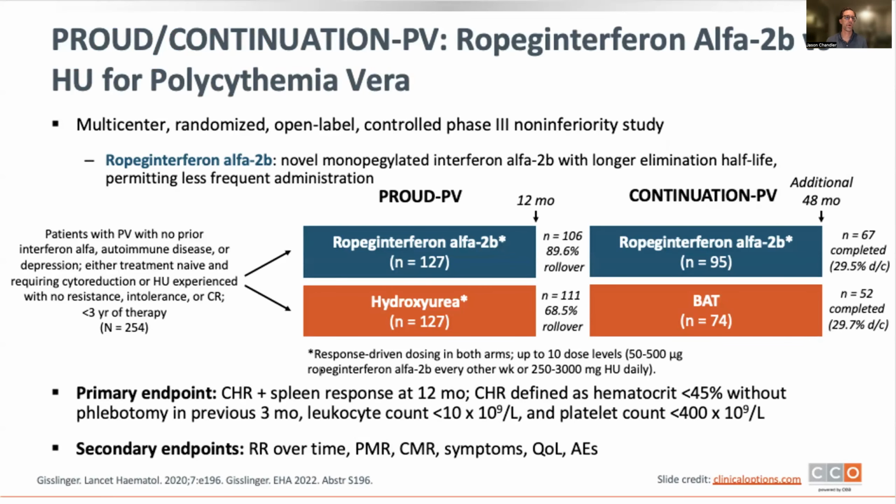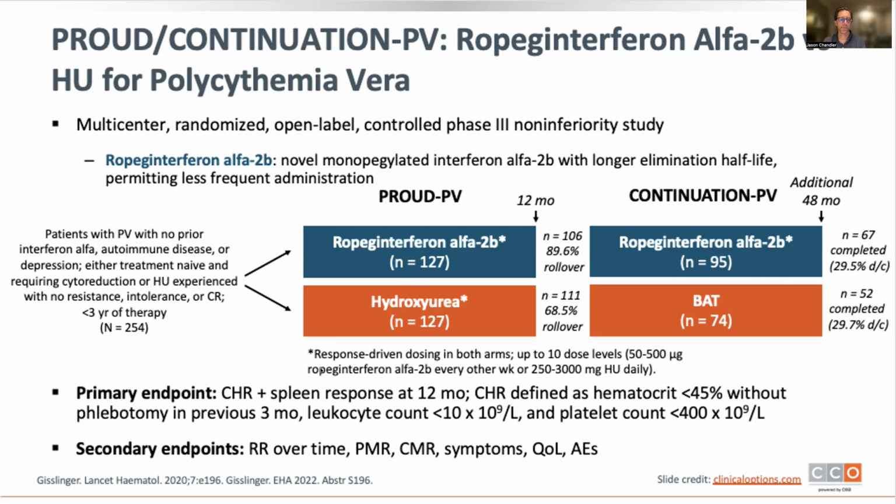So for one study, that was the PROUD-PV study, that was the one to the left. It was for the first 12 months. And then patients were allowed to continue in the CONTINUATION-PV study. So basically, this was patients that were in that risk category that needed Hydrea, so the higher risk ones. And so you could say they do Hydrea or they do pegylated interferon.